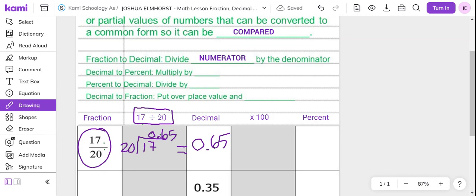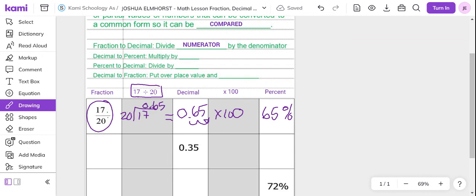And then we take that value and multiply it by 100. Multiplying by 100 is going to move the decimal place value 2 places to the hundredths place value. And that is going to give us an 85% value. So it'd be 85% out of 100%.